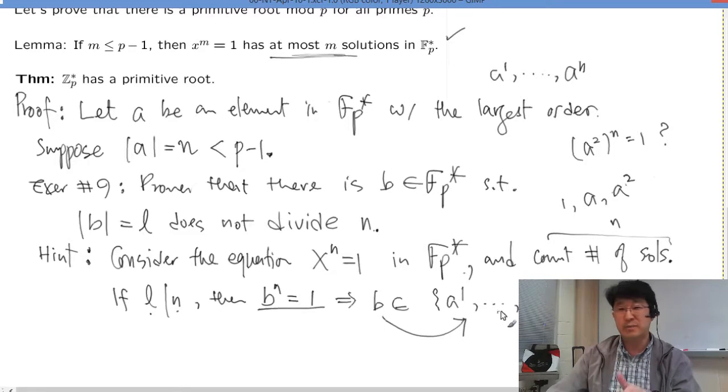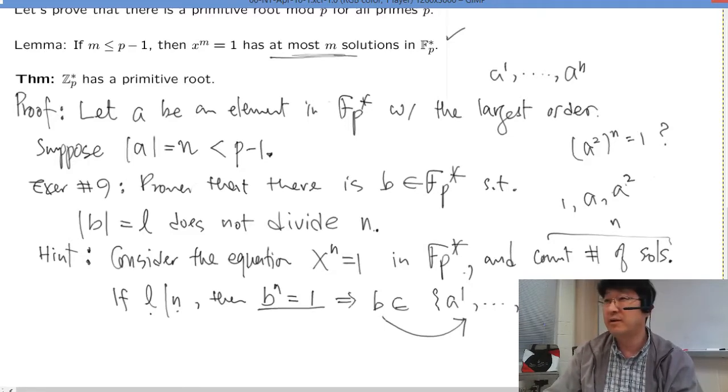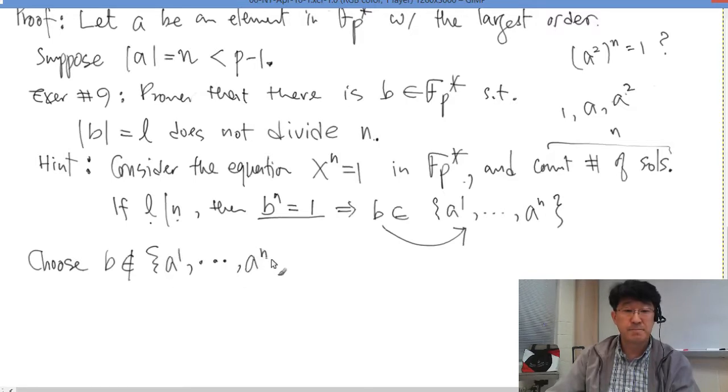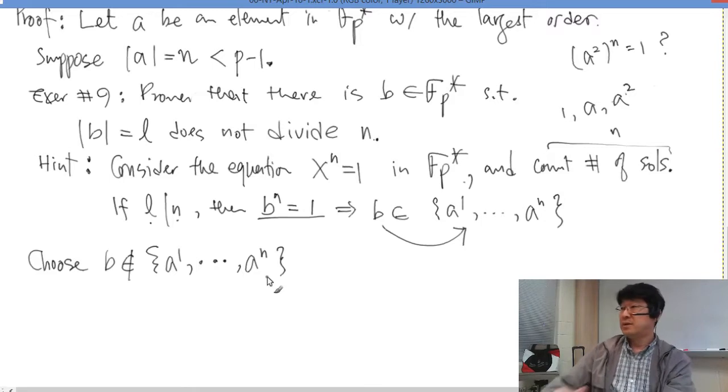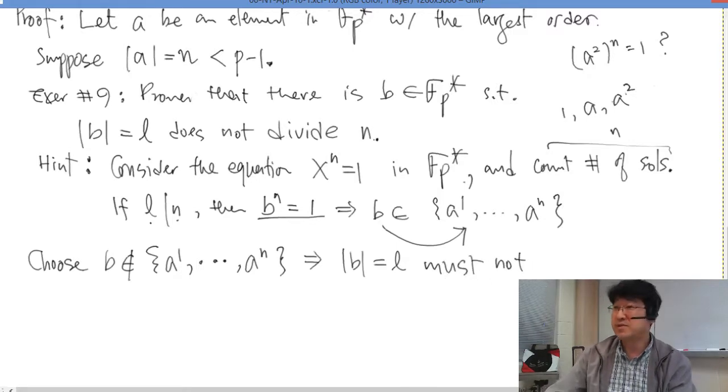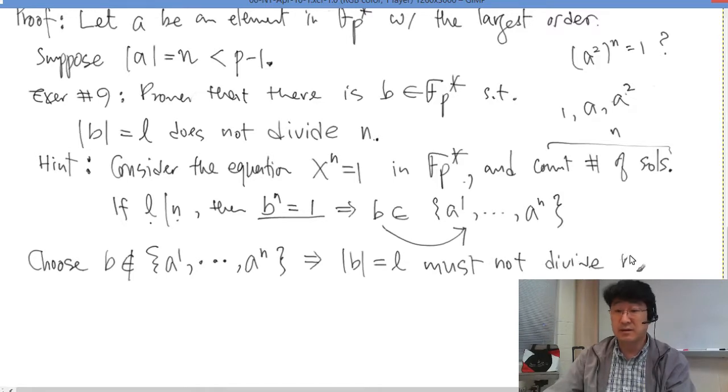Therefore, there must be an element outside this one in here, right? Is that correct? So here is the final bit. Choose b that is not inside this one, right? Is that correct? Then what conclusion do we have? The order of b, L, must not, what is the rest of the clause? Divide n.